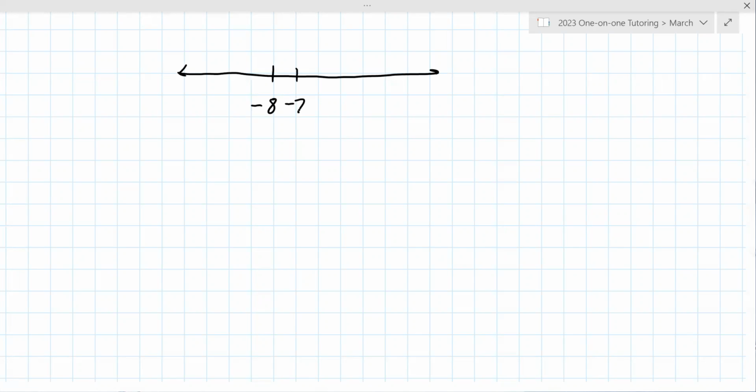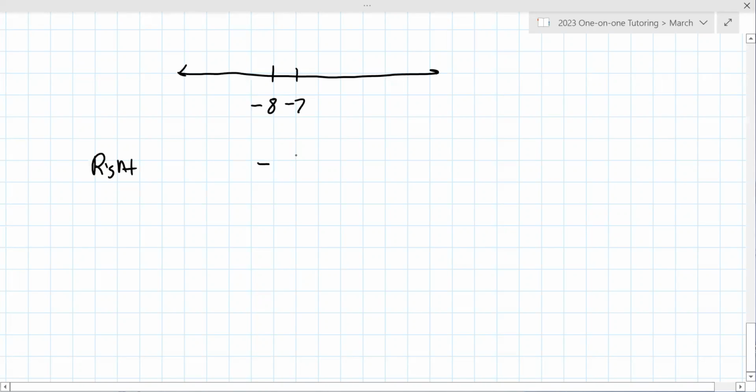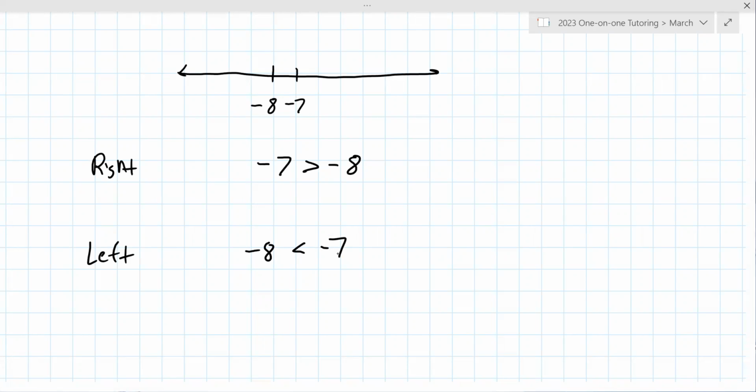Let me know when you got something written down. -7 is greater than -8. Yeah, so you have two choices. You can look at it from the right, basically -7 is greater than -8, or you can look at it from the left and say -8 is less than -7. Either way is fine. The number line does help because you can see it and you can just think left or right.